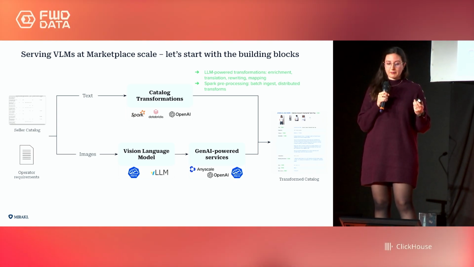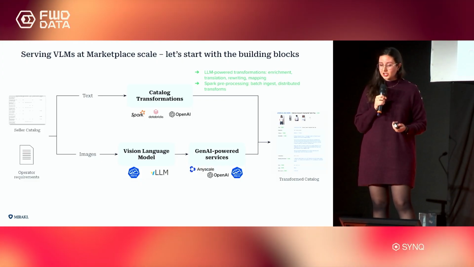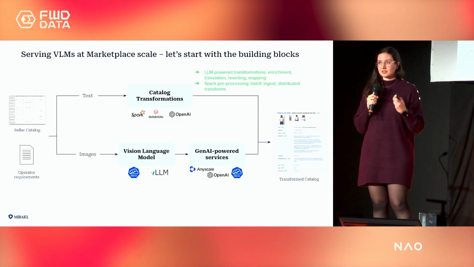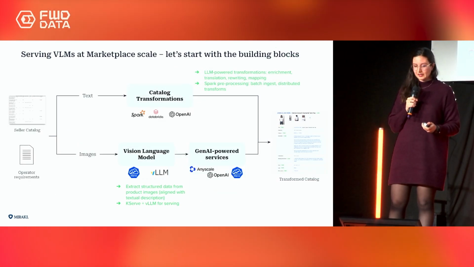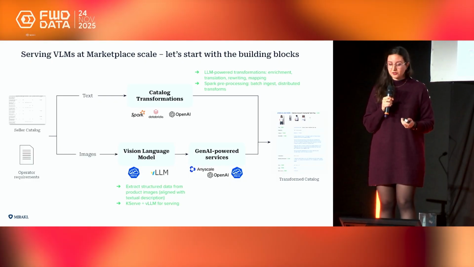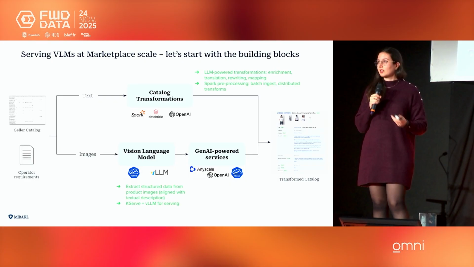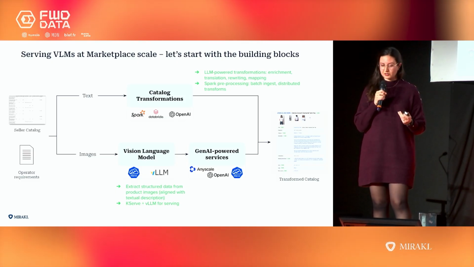These are made effective thanks to Spark pre-processing. So we leverage batch ingest, we leverage distributed transforms. So that part already works, it's already in production, it works well. Now onto the images. We've introduced two building blocks. We've got the vision language model at first. So this model will serve to extract the structured data that we've seen from product images. We definitely align it with textual description that we find in the product descriptions.